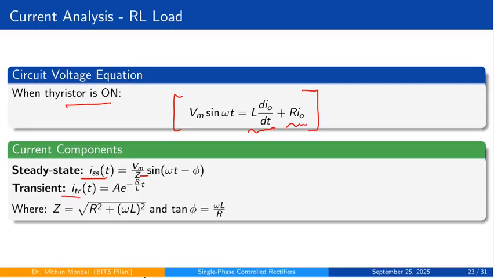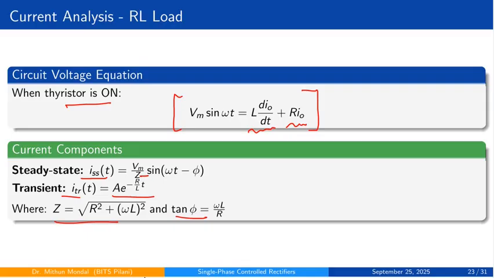For the transient condition, we get A e to the power minus R by L into t. So the time constant is basically L by R. And the impedance we can calculate as the square root of R squared plus omega squared L squared, and the phase angle phi is the arctangent of omega L by R.